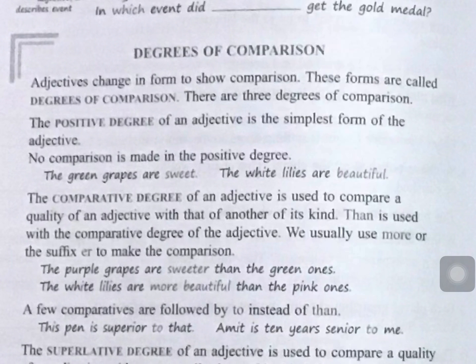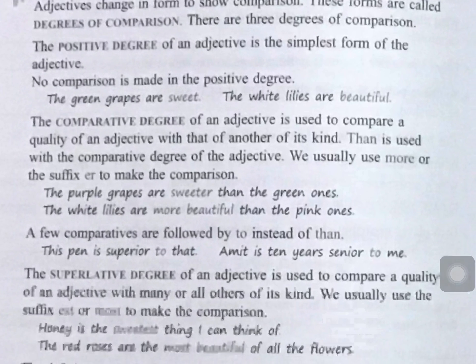See here, the purple grapes are sweeter than the green ones. How are the purple grapes? They are sweeter. Then what, children? Than the green ones. Here they are making comparison. The white lilies are more beautiful than the pink ones. So white lilies are more beautiful than what? Than the pink ones. Here, green grapes are sweet. The white lilies are beautiful. There they did not make any sort of comparison. Here they are making some sort of comparison between 2 things.